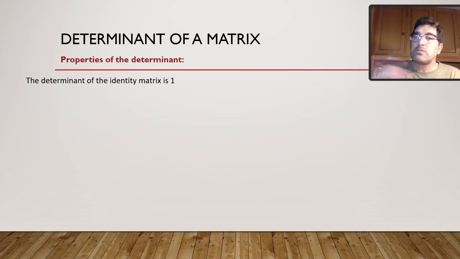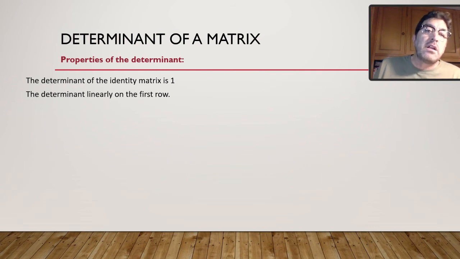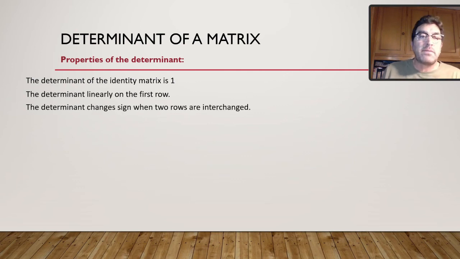And then 0 times whatever gives you the same thing. The determinant is linear in the first row. We use that first row to find our determinants. The determinant changes sign when two rows are interchanged. Now that might become important later on, so remember these basic properties of the determinant.